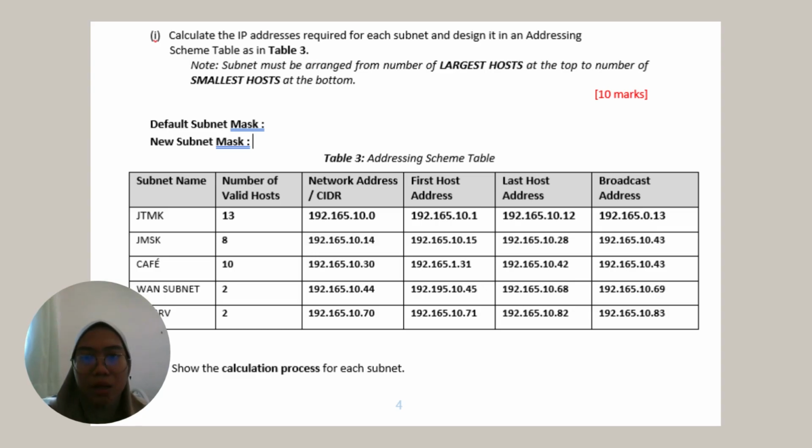For question 1, calculate the IP addresses required for each subnet and design them in addressing scheme table 3. Default subnet mask, new subnet mask. Table 3, subnet mask for JTMK, number of valid hosts 13, network address 192.165.10.0, first host address 192.165.10.1, last host address 192.165.10.12, and broadcast address 192.165.10.13.